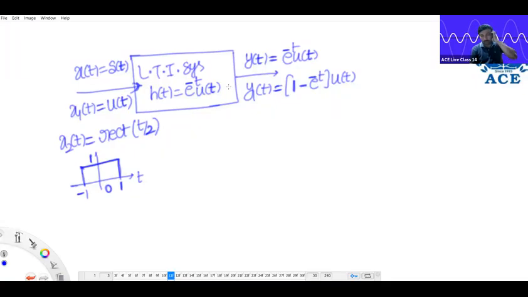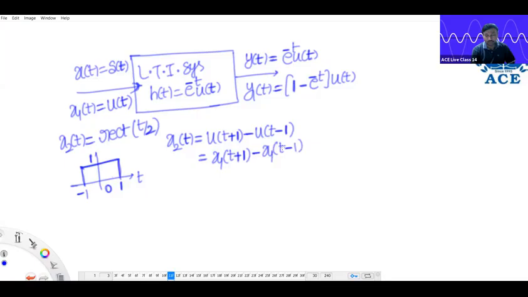If you solve by our graphical procedure, it is very lengthy. How to write this rectangle in terms of step function? It is u of t plus 1 minus u of t minus 1. So in terms of x of t, it is x1 of t plus 1 minus x1 of t minus 1, because x1 of t is u of t.